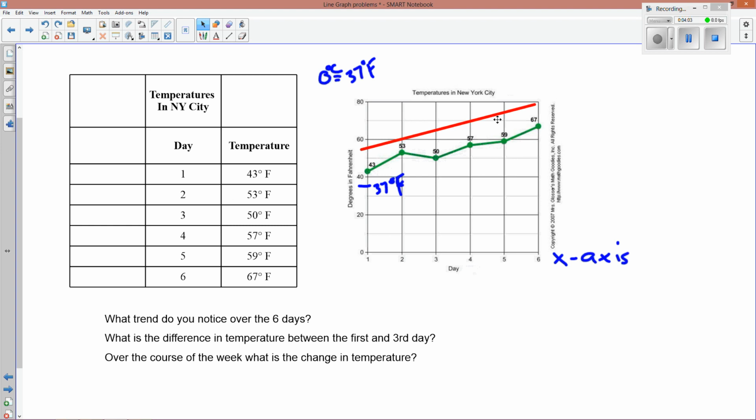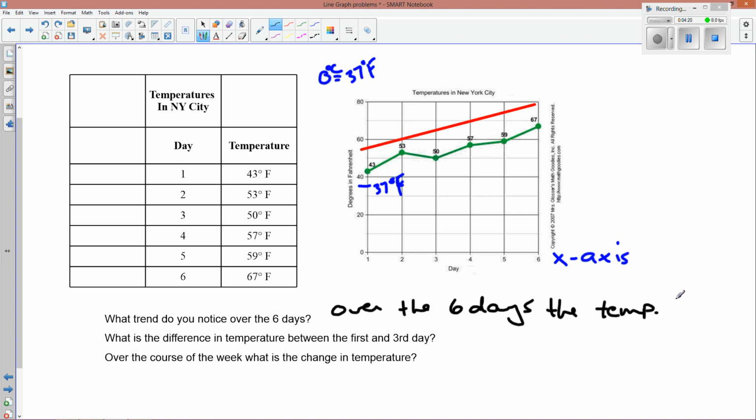These are the styles of questions you're going to be asked when you see stuff like this. So use a full sentence answer. Over these 6 days, the temperature increases. All right, so that would be the trend I see. What's the difference in temperature between the first and third day? In this case, it's just using the values themselves. The first day is 43, the third day is 50. So 50 degrees F minus 43 degrees F is equal to 7 degrees Fahrenheit.